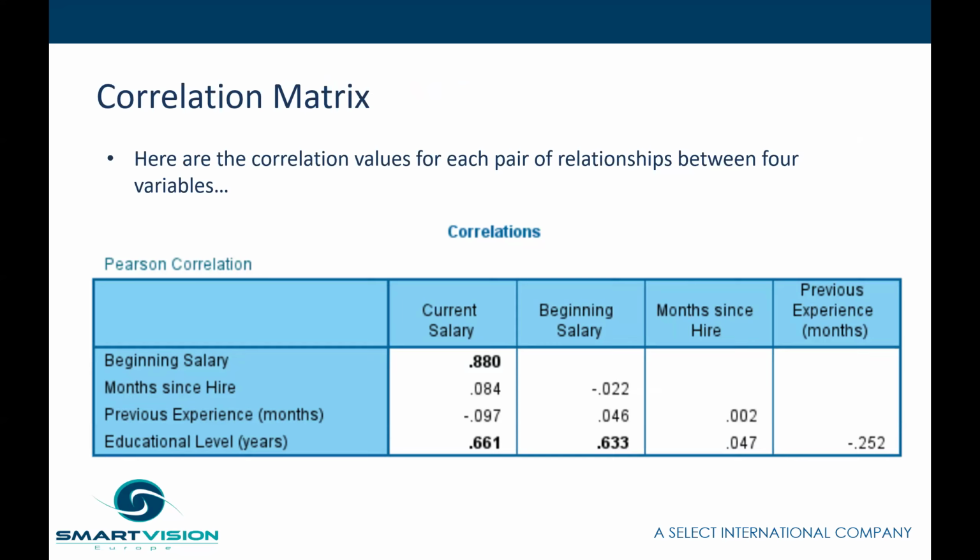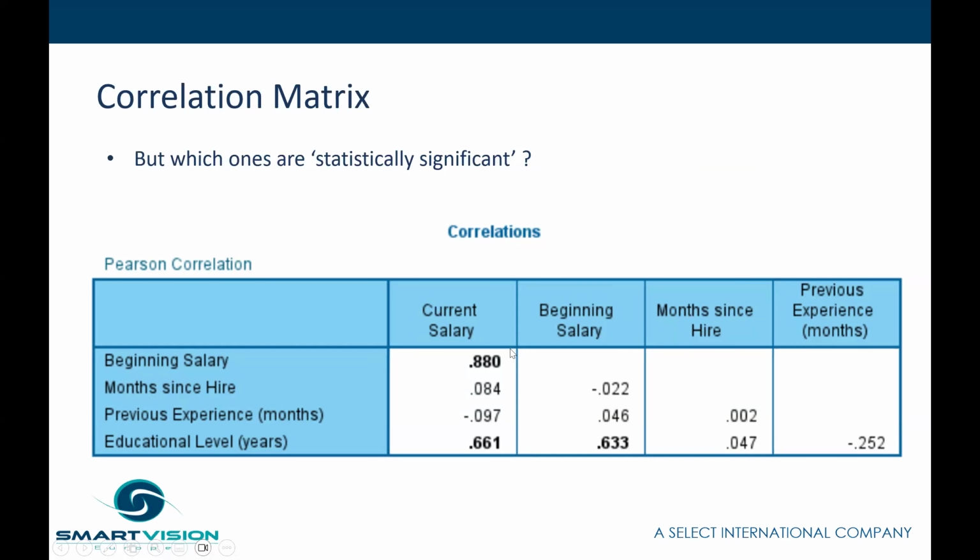So it turns out you can calculate these correlations in SPSS using a correlation matrix. It's really simple. You just choose one variable against the other. And look, it's showing strong relationships here between things like current salary and beginning salary, and education level in years and beginning salary. Beginning salary and current salary have a correlation of 0.88. Education level in years, I've been bolding them here, has a correlation of 0.661, quite strong, and 0.633. And the rest aren't very strong, okay?